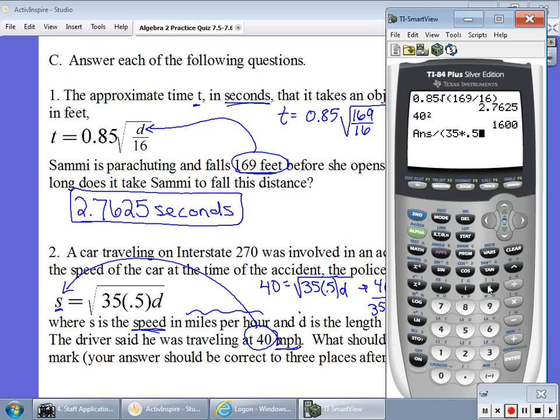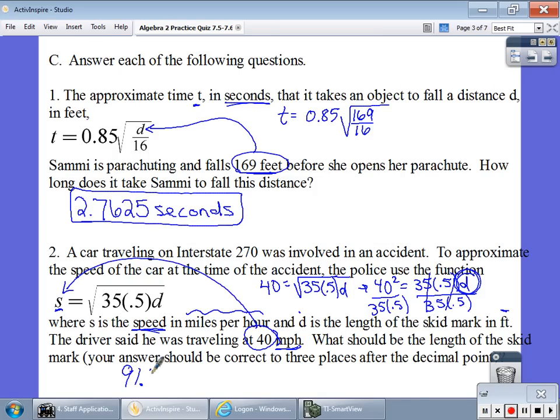times 0.5. And you'll notice that I put my denominator in parentheses there. And so we're getting 91.42857. It said round to 3 places after the decimal point. So this is what I want to round. Do I round up or down? I look to the number after. Since that's 5 or greater, I'm going to round this number up. So my answer will be 91.429. And then, hey, what is distance in? I need some units right there. It's in feet.